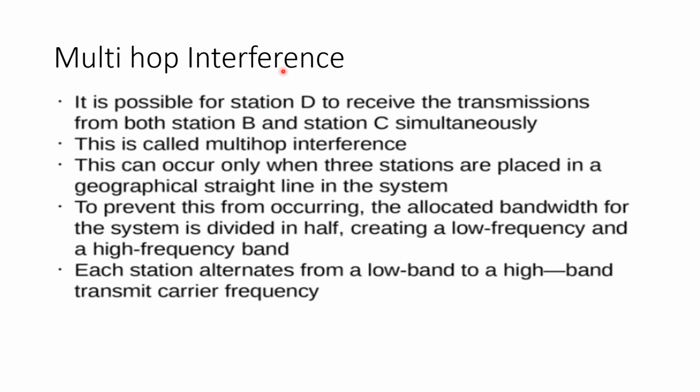So this is multi-hop interference: if a station D receives transmission simultaneously from B and C, then it is called multi-hop interference. To prevent that, what we do is that the whole allocated bandwidth is divided into half, creating a low frequency band and a high frequency band. So each station is going to alternate from a low band to a high band and vice versa. If it receives a low, it transmits a high, and vice versa.